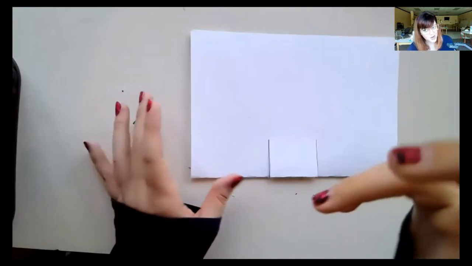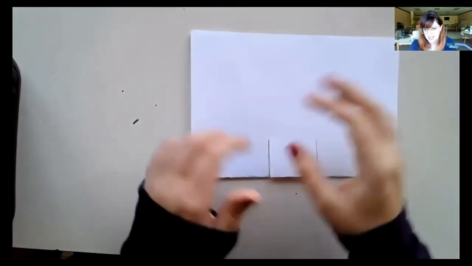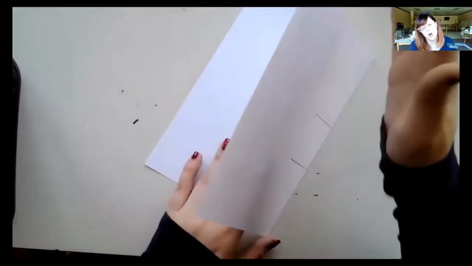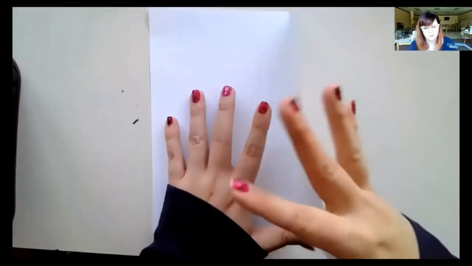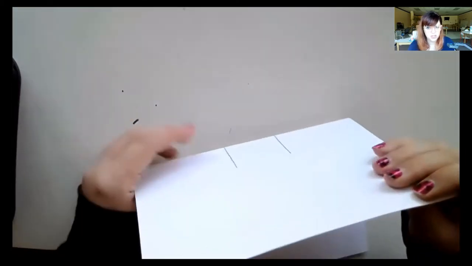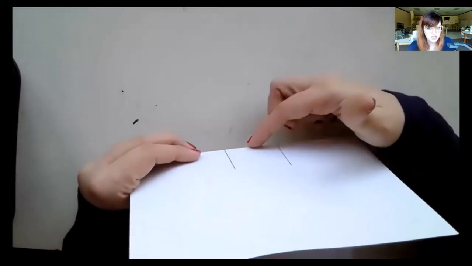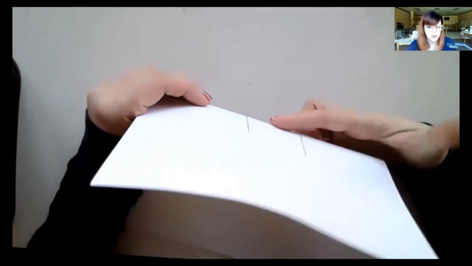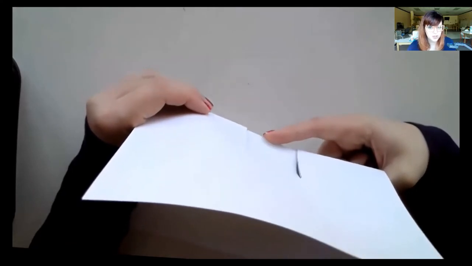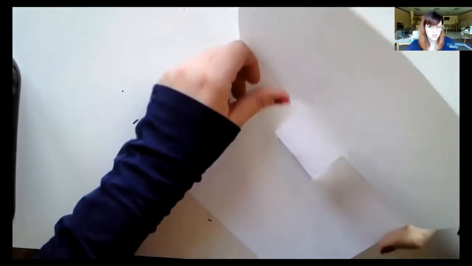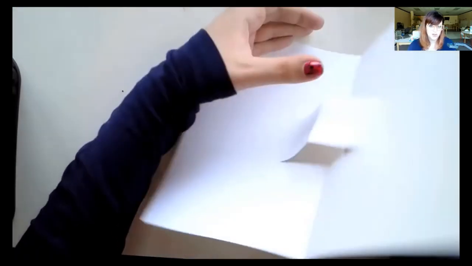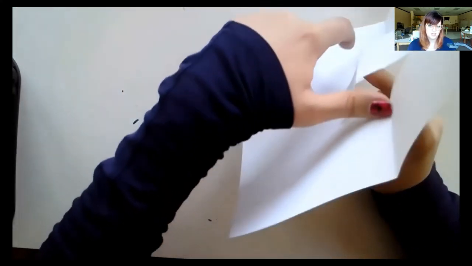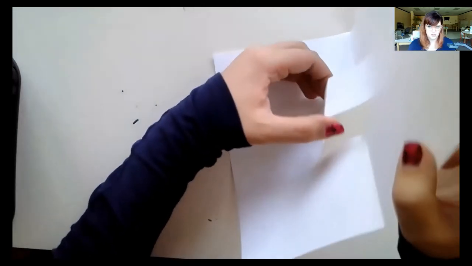Now here's a part where it can get kind of tricky, so pay attention. You are going to open your paper, but only halfway. I don't want you to open it up totally flat. But what you're going to do is, where you did that fold and you did the cut, from the back folded side, you're going to push it forward so it pops through to the front. All I did was push it with my finger so that it pushes forward and it's coming out.